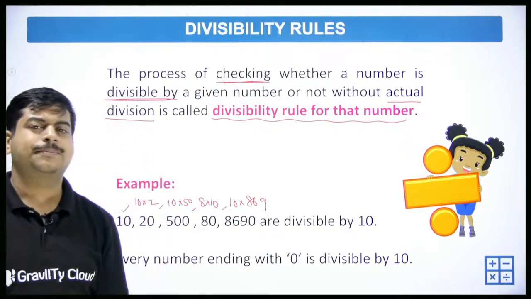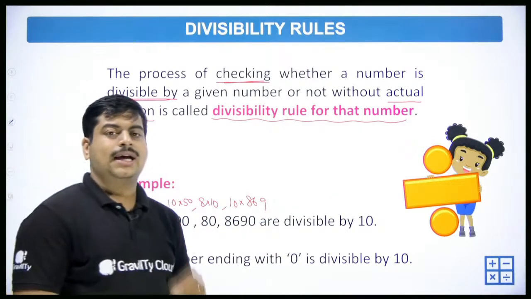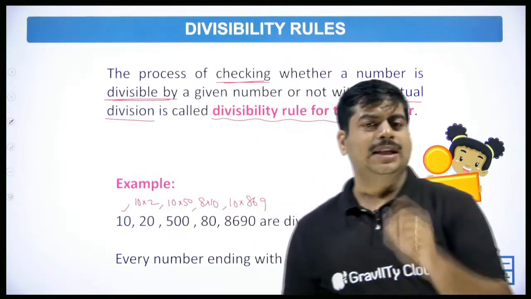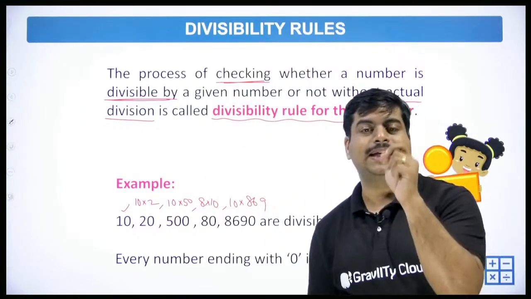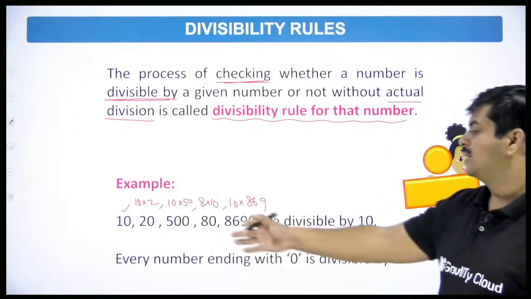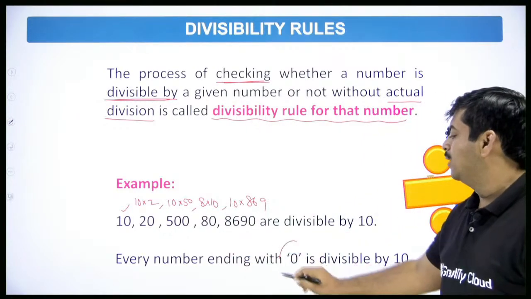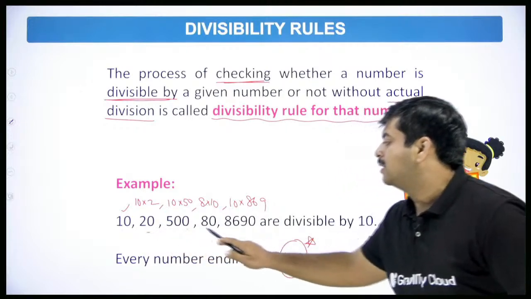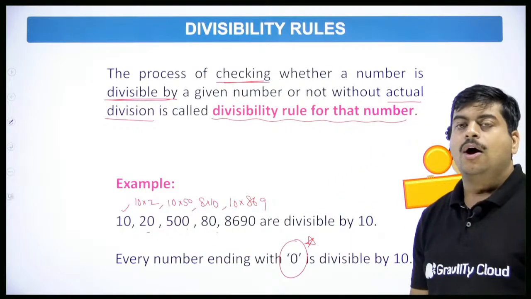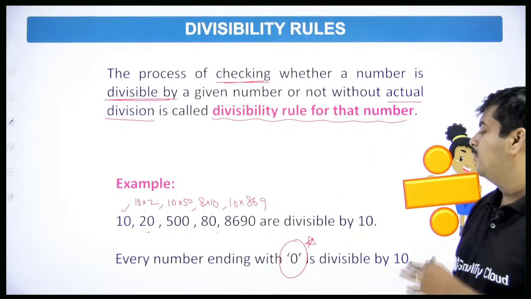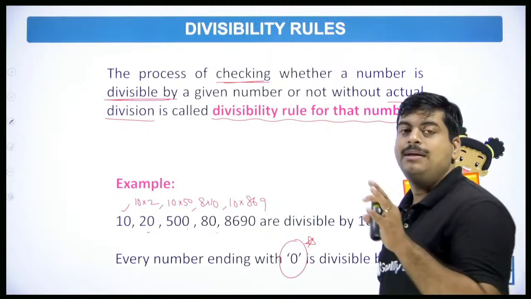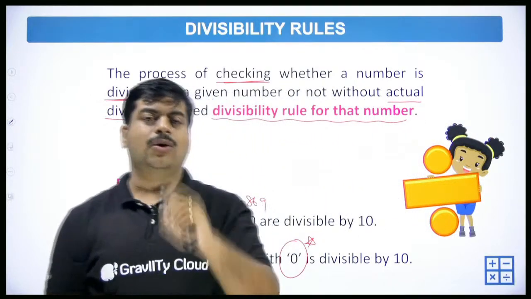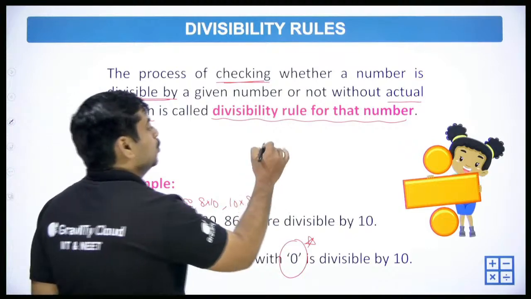How can I say that? What logic is hidden inside, that as soon as I see the number, I can say whether it is divisible by 10 or not? Okay, you can see here, every number ending with 0. This is very important. Carefully observe. All these numbers are ending with 0. Every number ending with 0 is divisible by 10.